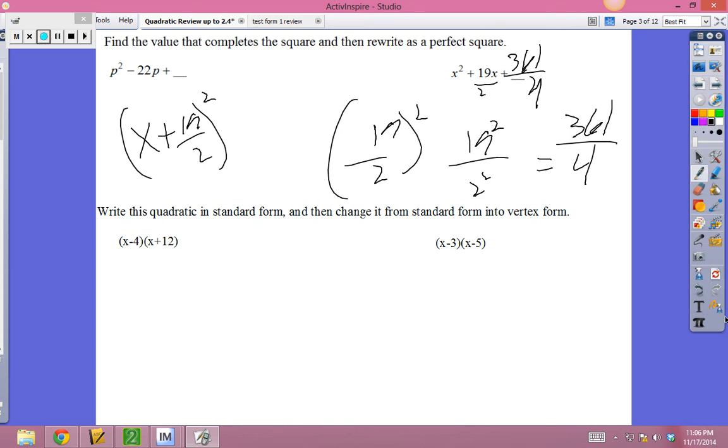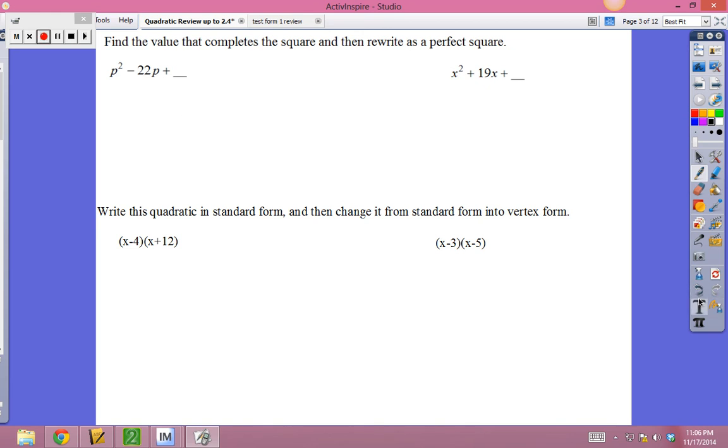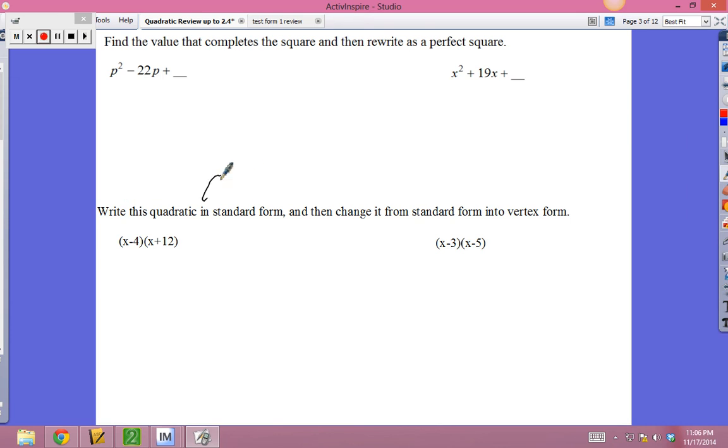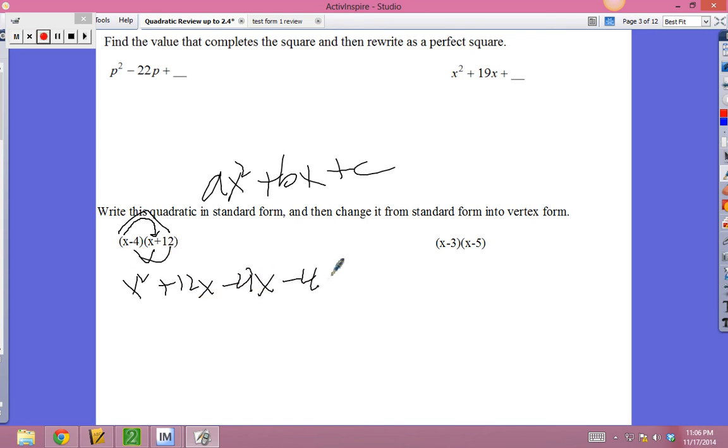Okay, the bottom two, they're given to you in factored form. You need to change it back to standard form. Standard form is ax squared plus bx plus c. So now you're going to distribute. X times x is x squared. X times 12 is plus 12x. Negative 4 times x is negative 4x. Negative 4 times 12 is negative 48. Add your like terms. X squared plus 8x plus, I guess, minus 48.